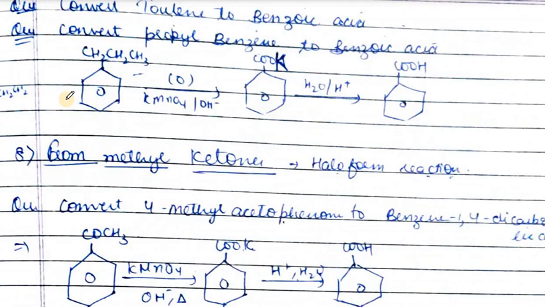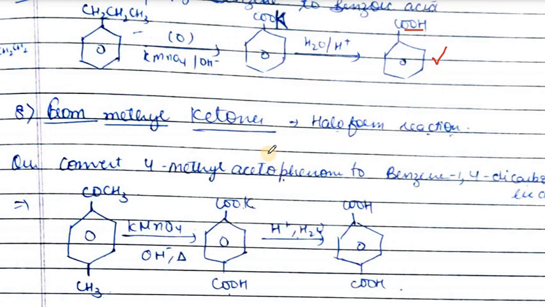Next is to convert propyl benzene to benzoic acid. This is propyl benzene, with a propyl group attached to the benzene. We already know that if there are 1 carbon, 2 carbon, or 3 carbon chains, all get oxidized to COOH. With KMnO4 first we get the potassium salt of the acid, then upon hydrolysis it gives benzoic acid as a final product. Next is from methyl ketones, and this reaction is called the haloform reaction.